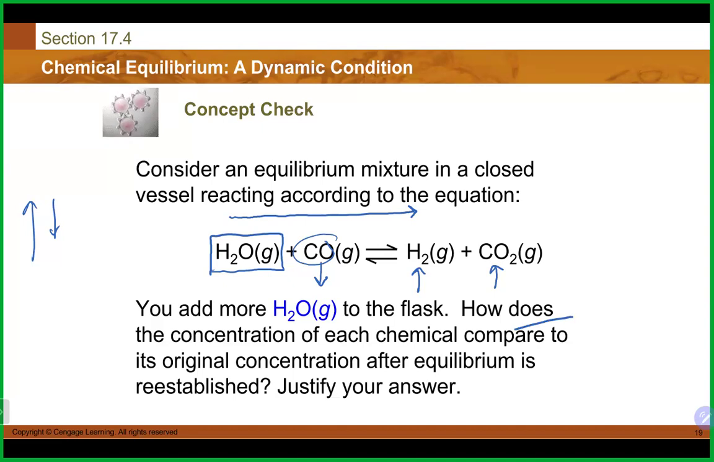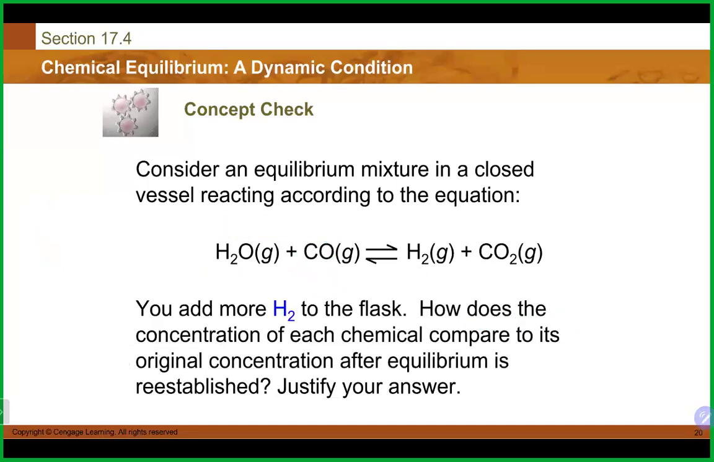So let's take a look then at another... There we go. Let's take a look at the same reaction. What will happen to everybody's concentration if we add H2 instead of H2O? So in this case, what should happen to everybody's concentration? Should it increase, stay the same, or decrease if you added H2 to this equilibrium? So again, take a few moments and think.